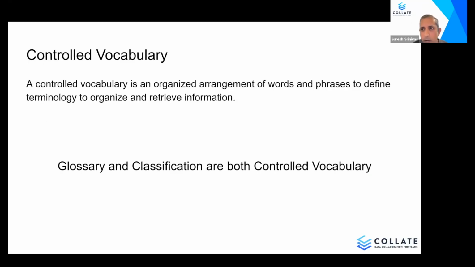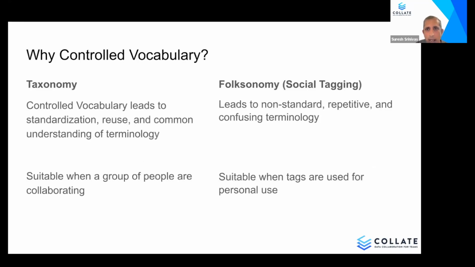So you will hear controlled vocabulary being used by open metadata quite a bit, right? Controlled vocabulary is organizing words and phrases into a terminology so that you can organize and retrieve information using them. Both glossary and classification are controlled vocabularies in open metadata. In fact, all the metadata that is stored in open metadata itself is done using controlled vocabulary through the open metadata standard specification. So why controlled vocabulary, right?